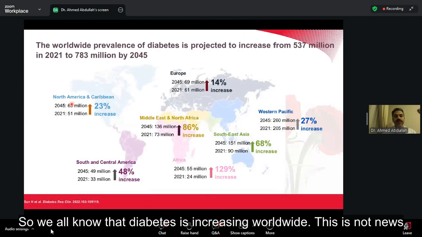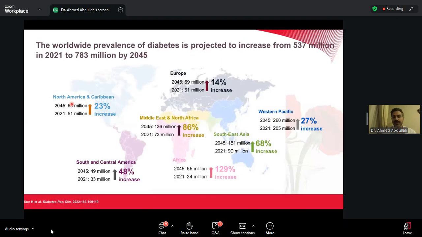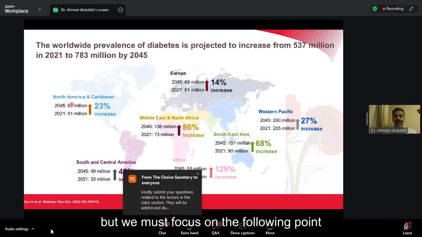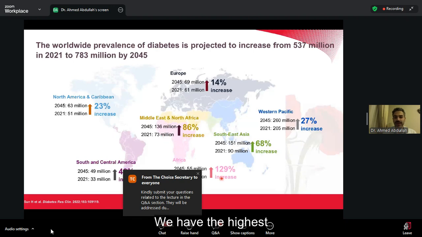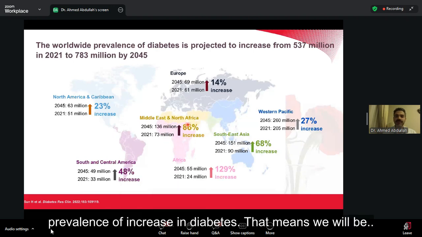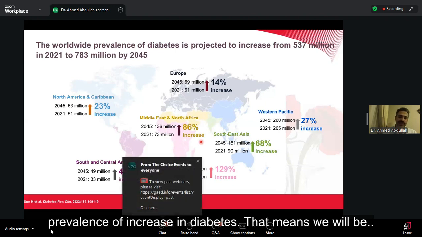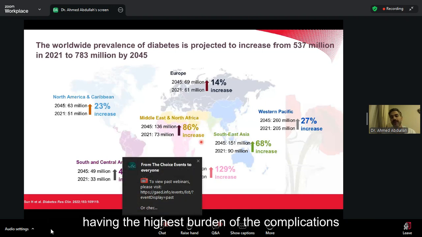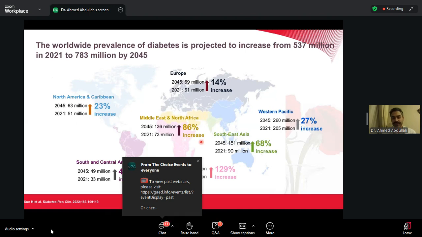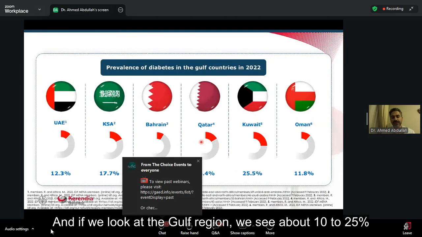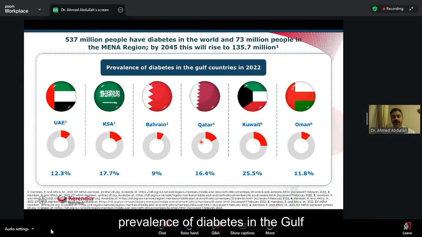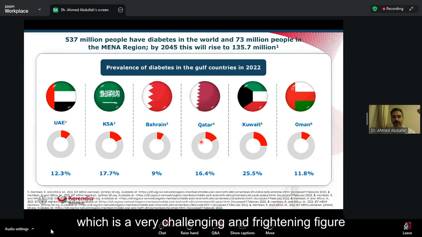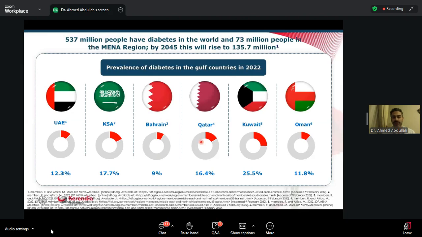So we all know that diabetes is increasing worldwide. This is not news, but we must focus on the following point. The burden is not distributed equally. In the Middle East and North Africa, we have the highest prevalence of increase in diabetes. That means we will be having the highest burden of the complications. And if we look at the Gulf region, we see about 10 to 25% prevalence of diabetes in the Gulf, which is a very challenging and frightening figure.